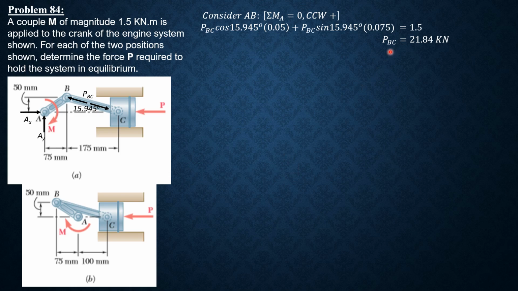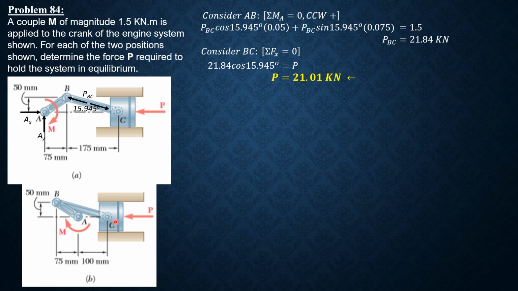Having found PBC, we consider the piston and BC. Summation forces horizontal equals 0. Summation forces X equals 0. So PBC 21.84 cosine of 15.945 equals P. So from here, P can now be computed. It is equal to 21.01 kilonewtons, and the direction is correct.